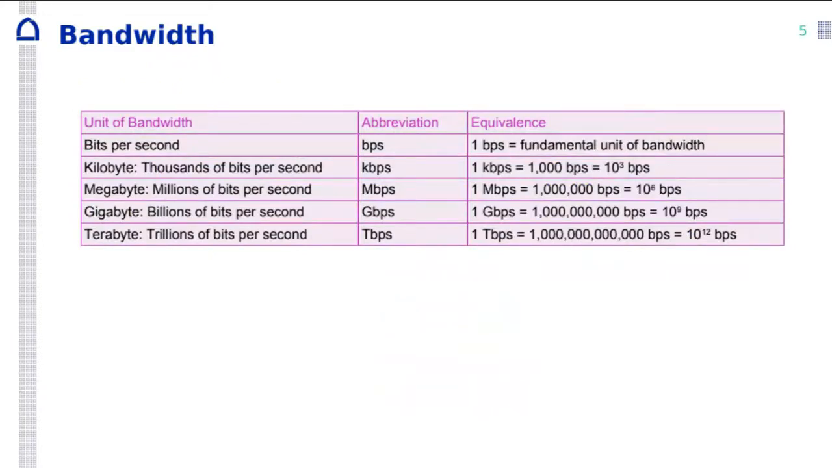One kilobit per second is equal to 1,000 bits per second, or 10 to the power of 3. 1 megabit is equal to 1 million bits per second. Giga is equal to billion, okay? Billion is equal, that is, 1,000 million. Sorry. Giga is equal to 1,000 million, okay, or 10 to the power of 9. Trillion or tera is equal to 10 to the power of 12.